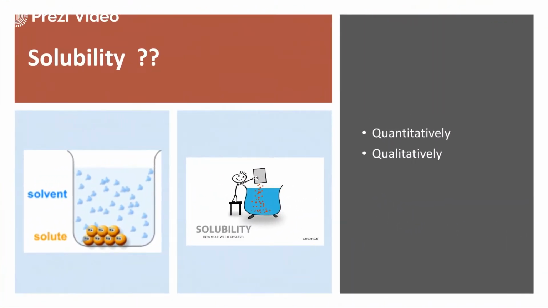So talking about the solubility. So what is a solution? A solution is a mixture of one or two components in a solvent. So what is solute? Solute is present in less amount and the solvent is present in the larger amount. So when the solute gets dissolved in the solvent and we get a homogeneous mixture, we call it a solution.